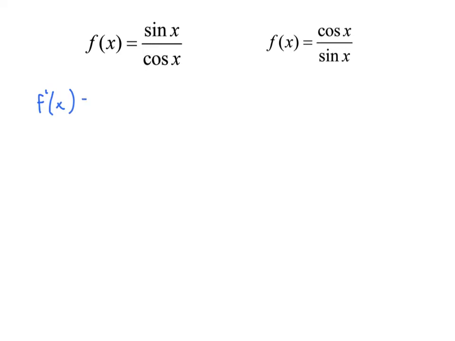So I'm going to do low d high, derivative of sine is cosine, minus high d low, derivative of cosine is negative sine, cross the line and square the low.